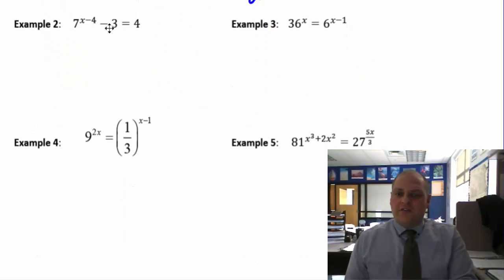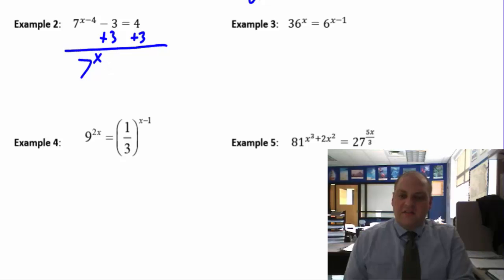First thing you have to do is isolate whatever has the x. We have to isolate the 7 to the x minus 4, or 7 raised to the x minus 4. We have to get that by itself. We're going to add 3. Sometimes you have to do that. And we get 7 to the x minus 4 equals 7. Well, that's easy, okay? Because that 7 is to the first. And I have 7 to the x minus 4 equals 7 to the first.